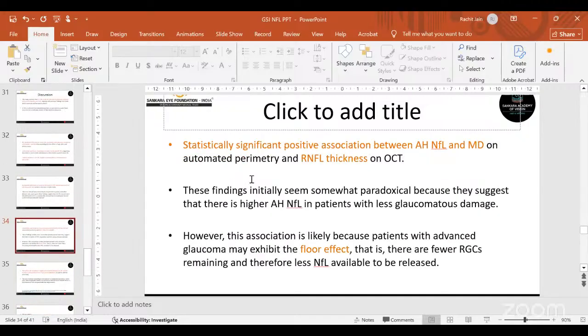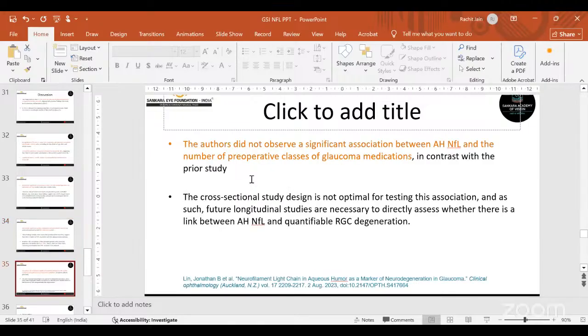There was a statistically significant positive association between aqueous humor NFL and mean deviation and RNFL thickness. These findings initially seem somewhat paradoxical because it suggests that higher aqueous humor NFL is seen in patients with less glaucomatous damage. However, this association is likely because patients with advanced glaucoma may exhibit the floor effect. That is, there are fewer RGC remaining and therefore less NFL available to be released.